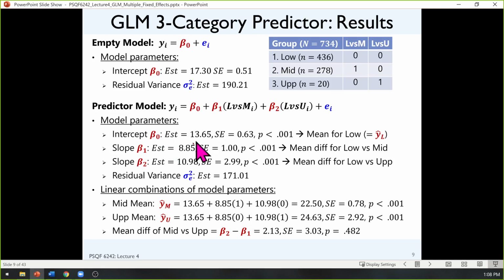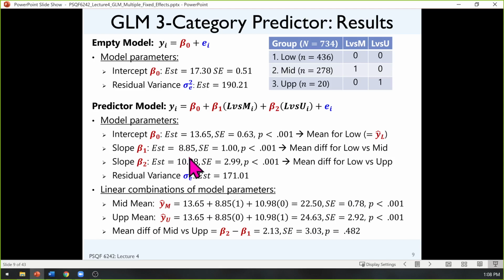That's the mean for the low group. The slope beta 1 was estimated at 8.8. So that means that the middle group is higher in income on average by $8.8 thousand. The slope beta 2 was estimated at 10.98. So the group that's upper is higher than the reference low group by about $11,000.